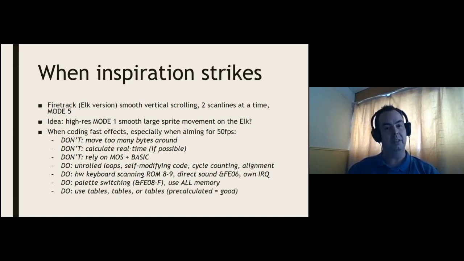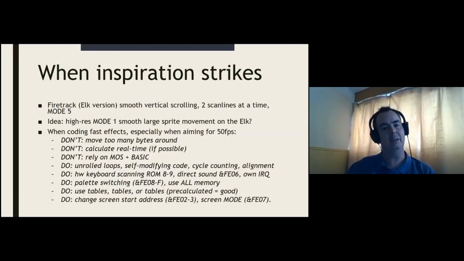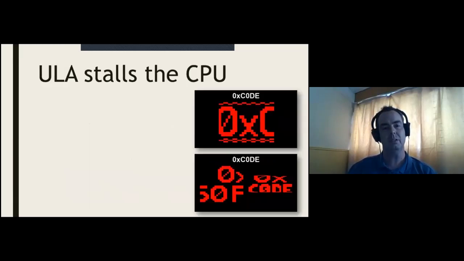What you want to do is use tables. Because my motto is pre-calculated is good. Real-time calculation is usually bad, for speed at least. And if you want to do some magic, you can change the screen's start address, also poking Sheila, of course, and changing screen mode. And I've made a few demo effects where you just switch screen mode, mid-scan line or mid-screen or any combination of that. And you can do interesting things. Not as interesting as the BBC with the CRTC, but still, I want to squeeze out everything I can from the Electron. So here we go.